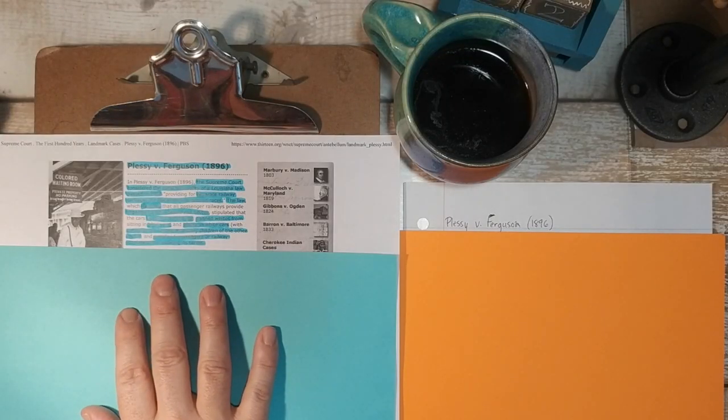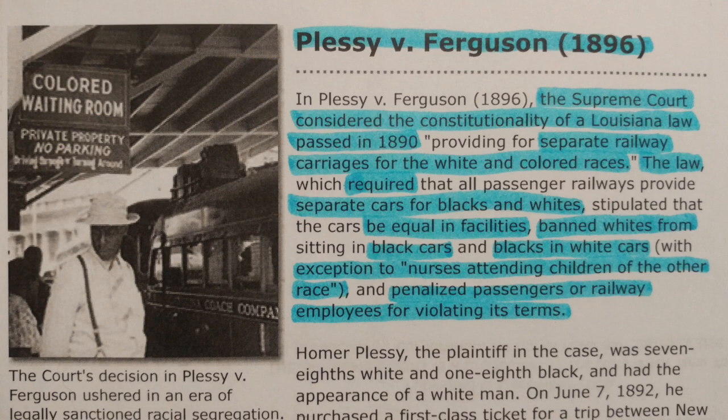All right, let's go ahead and begin reading the first paragraph of Plessy versus Ferguson. In Plessy versus Ferguson, 1896, the Supreme Court considered constitutionality of a Louisiana law passed in 1890, providing for separate railway carriages for the white and colored races. The law, which required that all passenger railways provide separate cars for blacks and whites, stipulated that the cars be equal in facilities, banned whites from sitting in black cars and blacks in white cars, with exception to nurses attending children of the other race, and penalized passengers or railway employees for violating its terms. So that's the first paragraph.